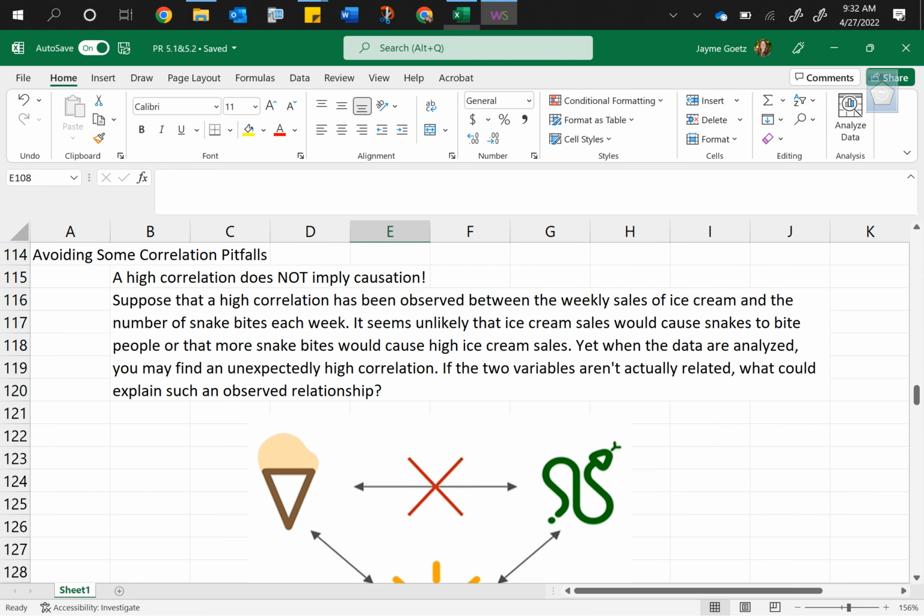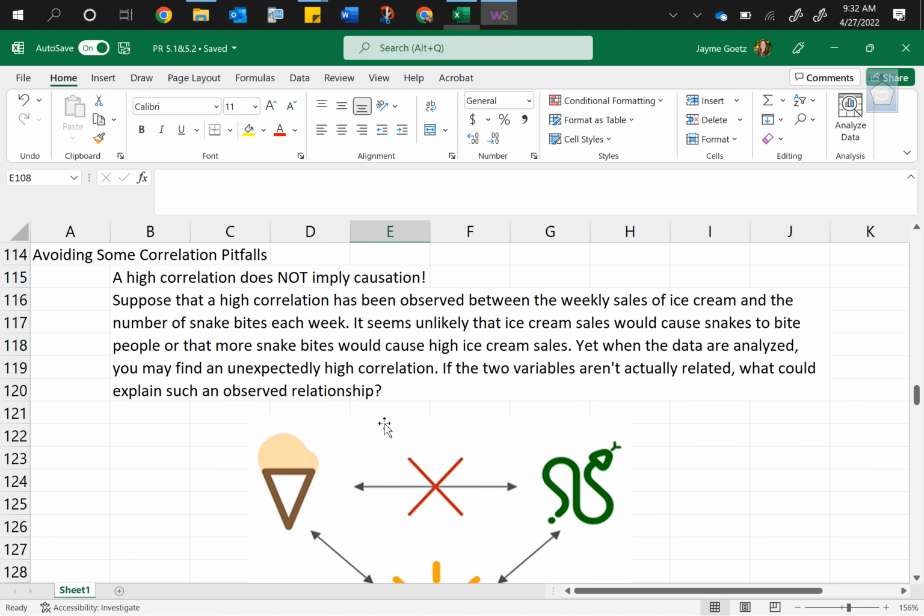So let's talk about avoiding some correlation pitfalls. A high correlation does not imply causation. This is very, very important. A high correlation does not imply causation. Sometimes that happens, but it does not imply it every single time. Here's what that means.